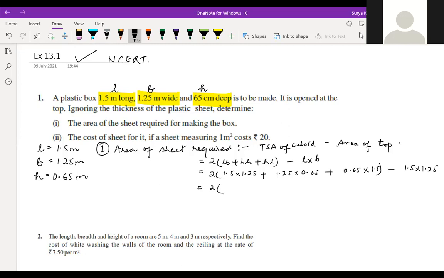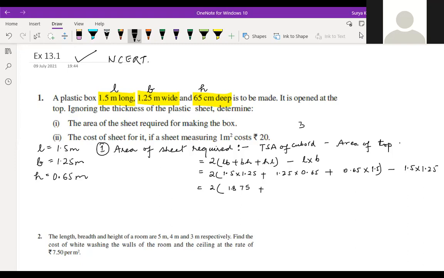So 2 into 1.5 into 1.25. 15 5s are 75, carry 7. 15 2s are 30, 30 and 7, 37. Carry 3. 15 1s are 15 and 3, 18. Sir, is there any faster way to multiply, or we can multiply like that only? You should learn Vedic maths. Okay, sir. You should know the 15 table. Do it quickly, that's it.